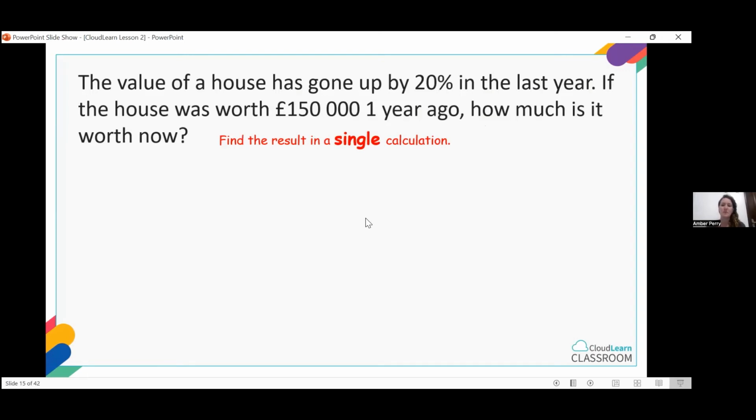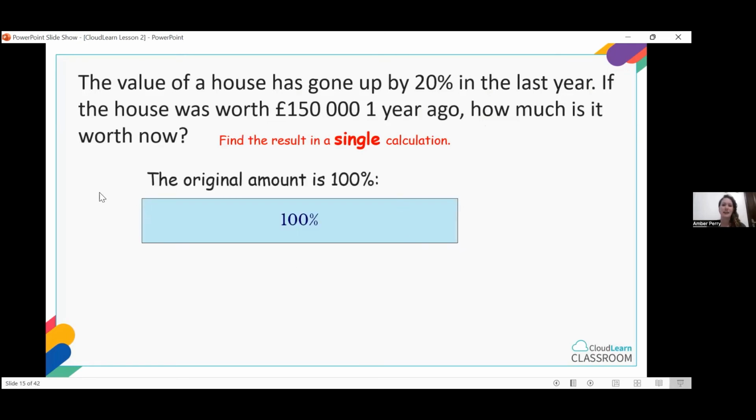This is really important for when we're looking at things like compound interest, which we will probably be doing next session, and future topics. What we need to think about is how much we originally had, which was 100%. That was the original price of the house, and we're going to add 20% onto it. So we originally started with 100% of the cost, and now we have 120% of the cost.